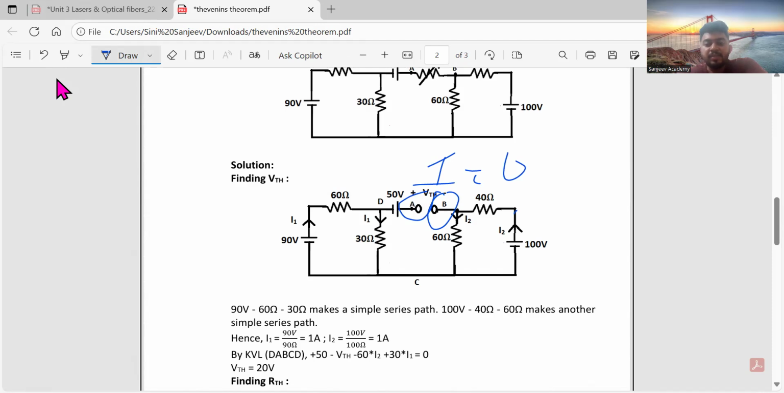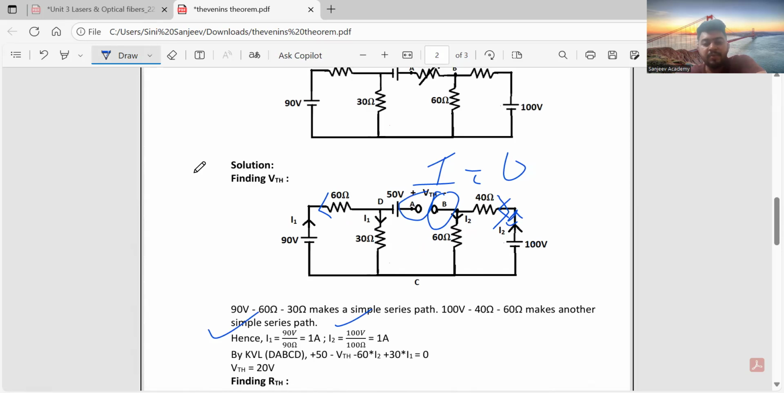If you take this junction, current can flow in two directions. Entering 2, exiting 2. Here also entering 2, exiting 2. If fewer than 3 flows meet, the current can flow, and it is said to be in series. Once we do that, 60 plus 30 is 90. And here, 40 plus 60 is 100. So I can find the two currents very easily, using the I equals V by R formula.